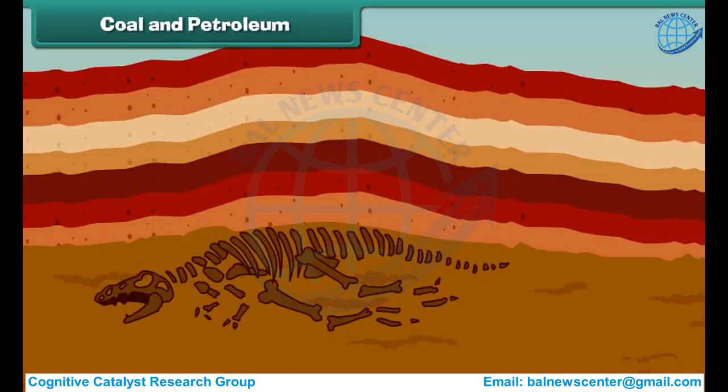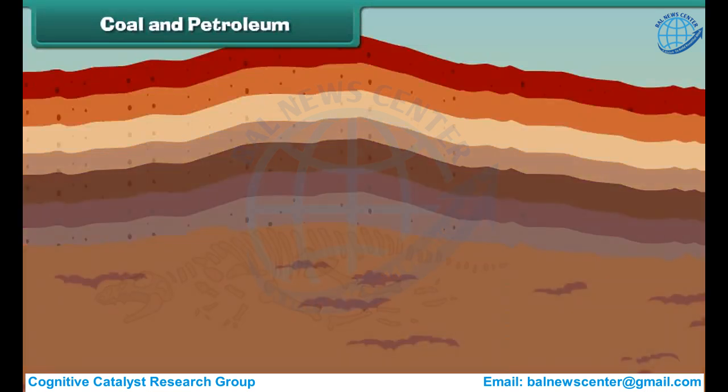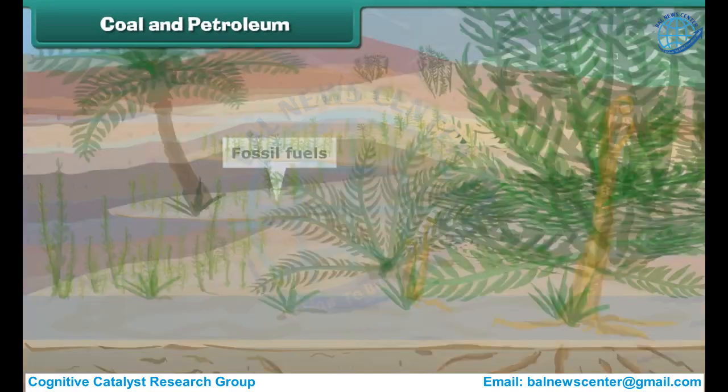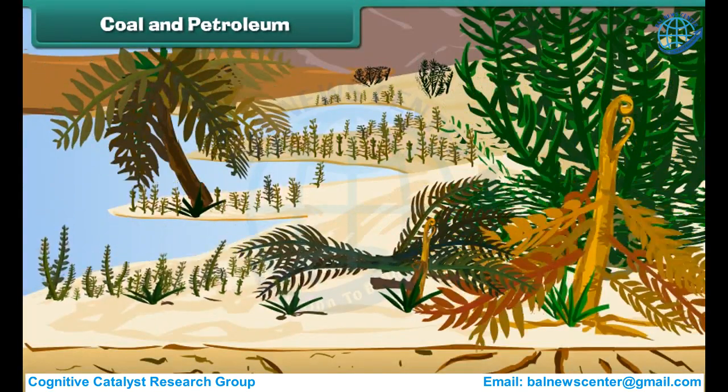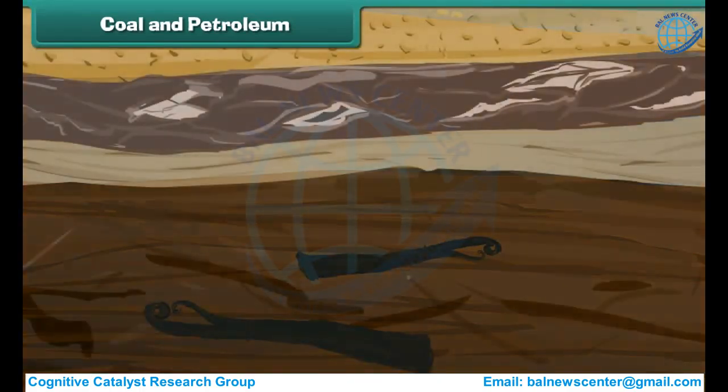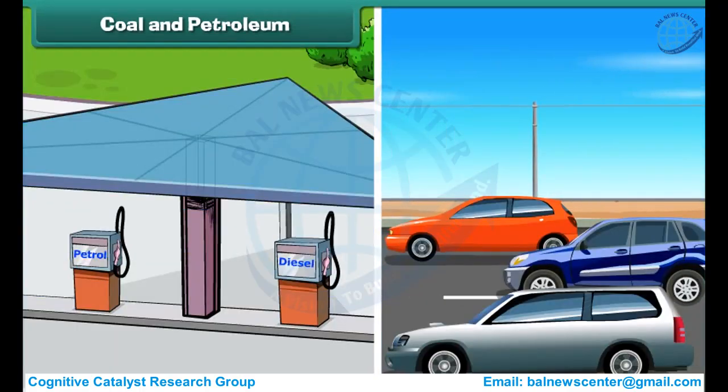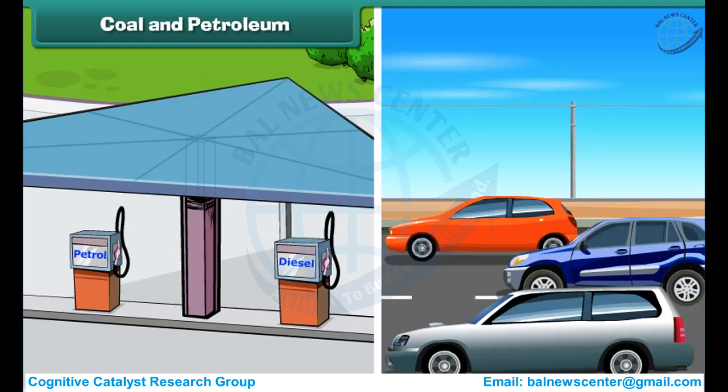Coal and petroleum. Coal and petroleum are fossil fuels which take years to form. They are made from trees which get buried in the soil. They are non-renewable because they are limited in supply and can get exhausted by human overuse.